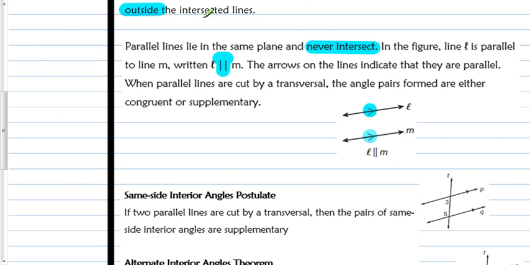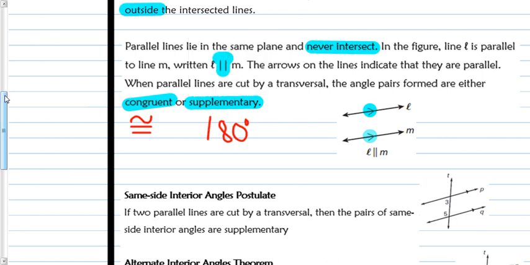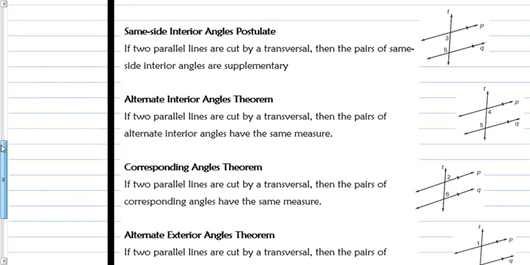So when a transversal cuts these parallel lines, these different angle pairs are either going to be equal to each other, which is what the word congruent means, or they're going to be supplementary. And what does the word supplementary mean again? Supplementary means they're going to add up to 180 degrees. And we talked about that last lesson. Okay? So looking at some of these different postulates.